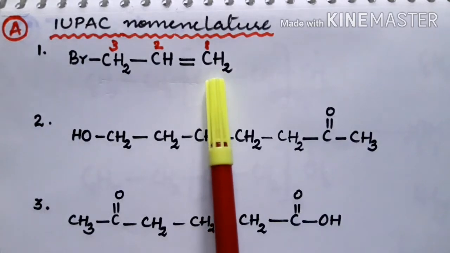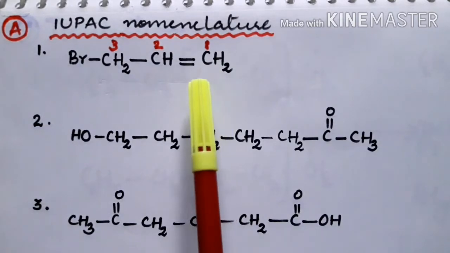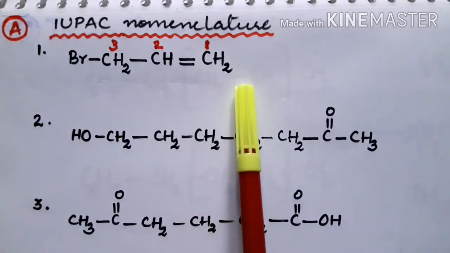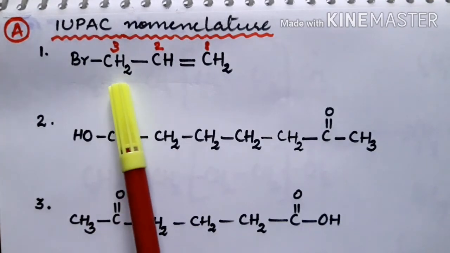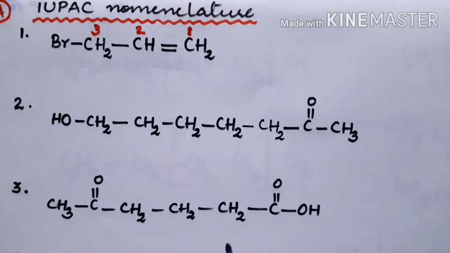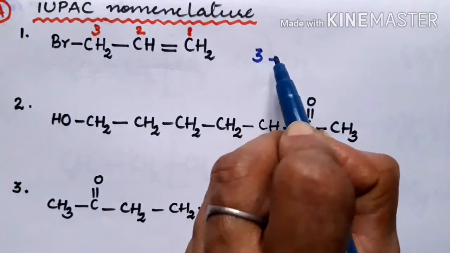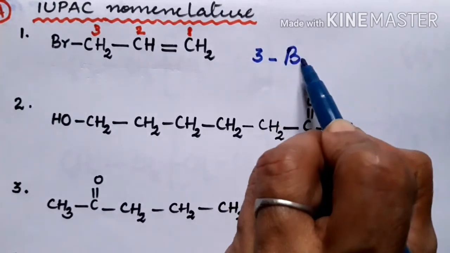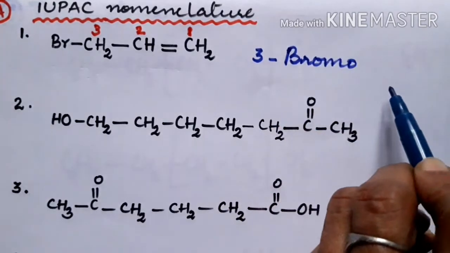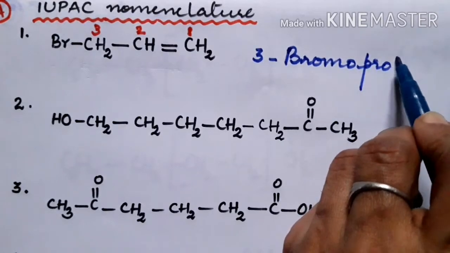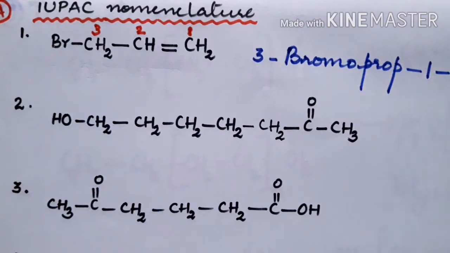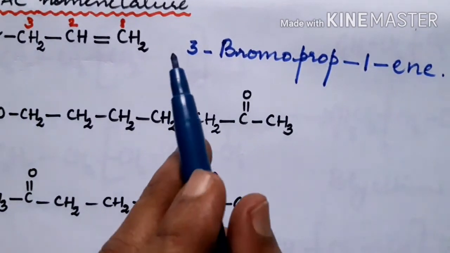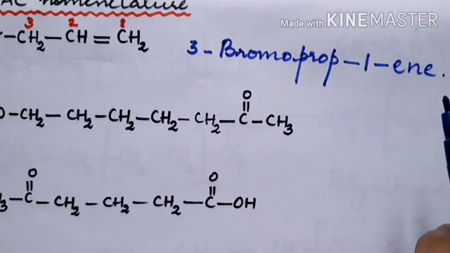Position also has to be mentioned. So it is prop-1-ene. Where is the position of bromine? It is on the third carbon. So what will be the naming of the compound? Compound will be 3-bromo, prop-1-ene. So 3-bromoprop-1-ene.